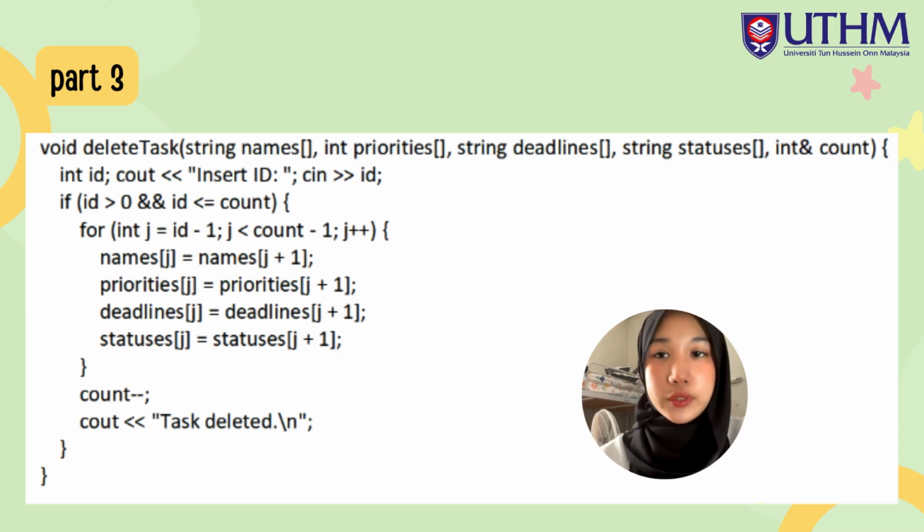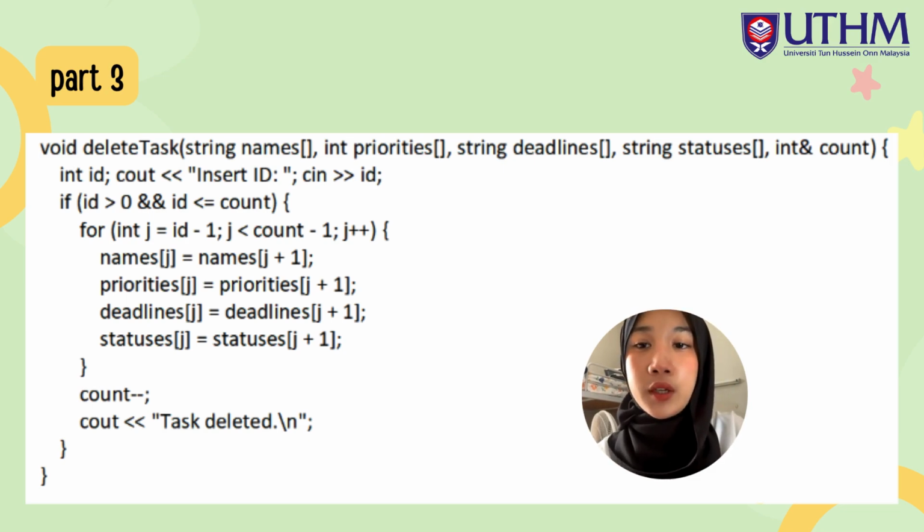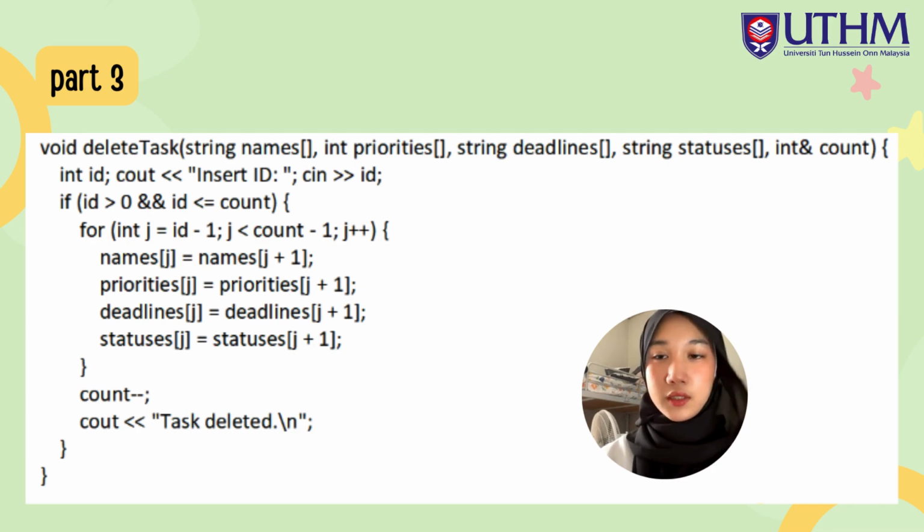And for the next line, count minus minus, it means that after deleting a task, the total number of tasks decreases by 1, so we reduce the value of count. And for the last line, cout task deleted, it means that the program displays a message informing the user that the task has been successfully deleted.